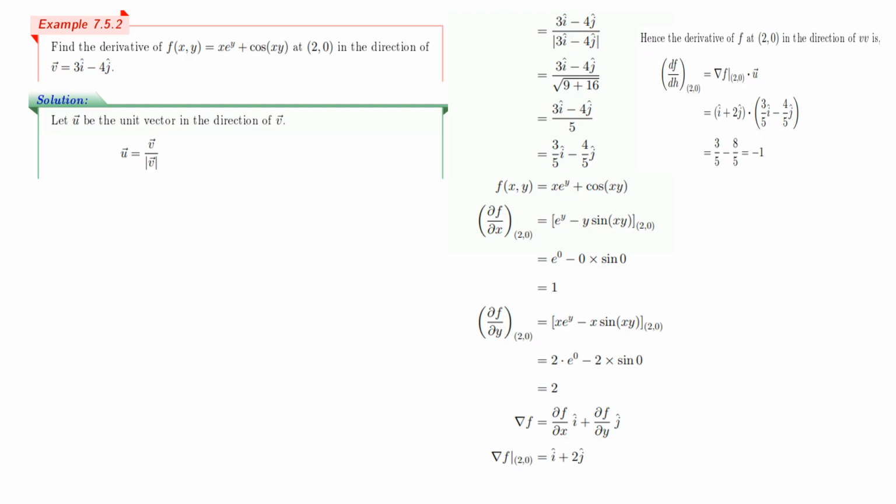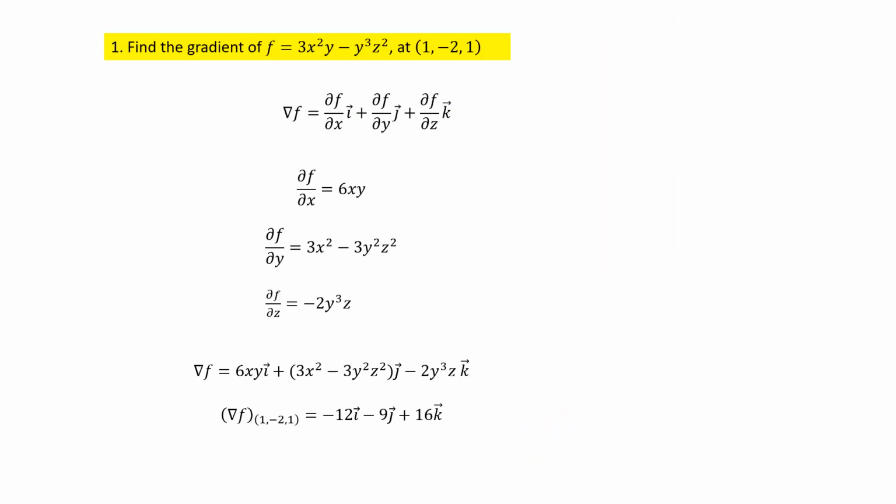Let us see one question. Find the gradient of f equal to 3x power 2 y minus y power 3 z power 2 at the point (1, -2, 1). So step number 1, let me write the formula. So del f equal to dou f by dou x into i vector plus dou f by dou y into j vector plus dou f by dou z into k vector.